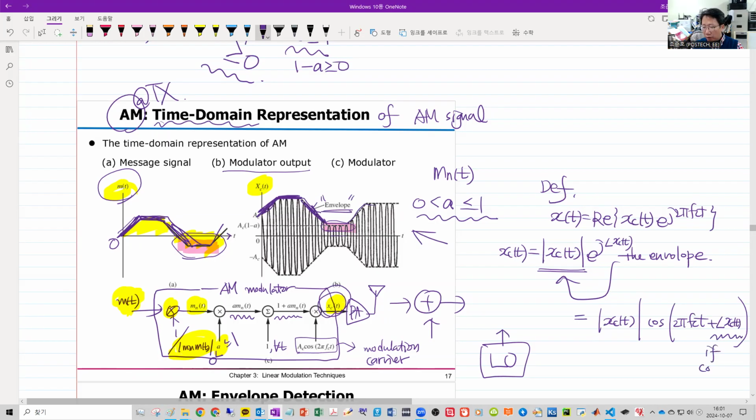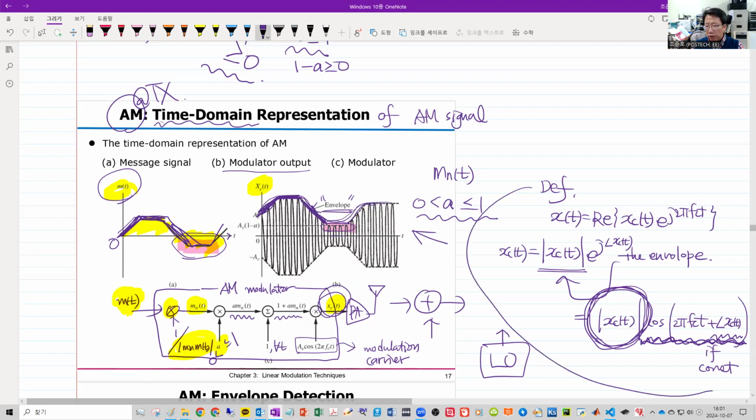If constant, what happens? You have an unmodulated carrier where the deviation is the magnitude defined by this envelope. Got it? So this is actually an envelope. Okay.